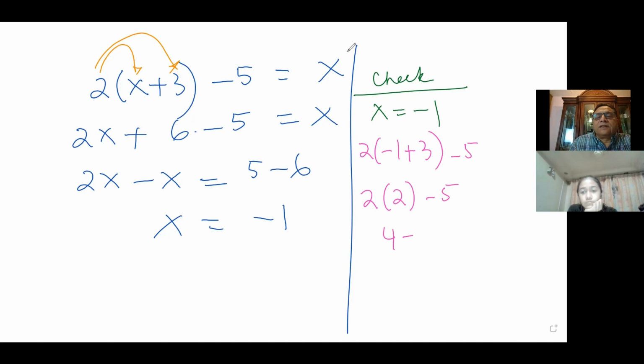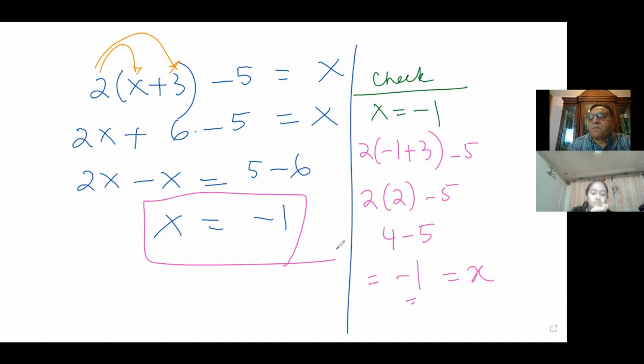x is on the right hand side. So anyway, 4 minus 5, and 4 minus 5 is equal to minus 1, correct? Yes. Which is the same as x, correct? Because x is minus 1. Do you see this? Yes. So we verify that the left side is equal to the right hand side.